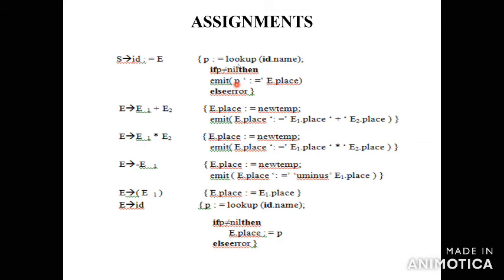Next one, E will be equal to E1 plus E2. So here E is the assignment statement. The assignment will be equal to the new temp. Temp means you have to assign some temporary variable. Emit, what is emit? I will tell. So here emit, that is E dot place will be equal to E1 dot place plus E2 dot place. So for each and every grammar, with the help of the production rule, you have to write the assignment statements. Next E1 star E2. So E dot place will be equal to E1 dot place into E2 dot place.